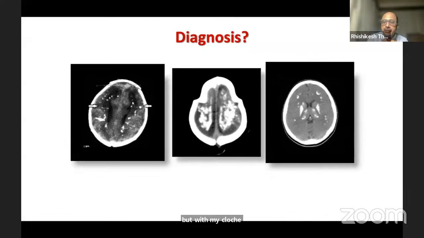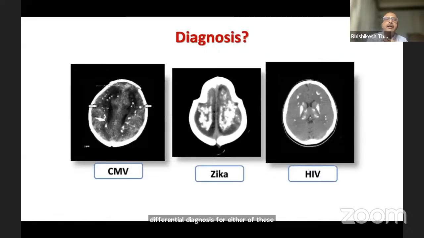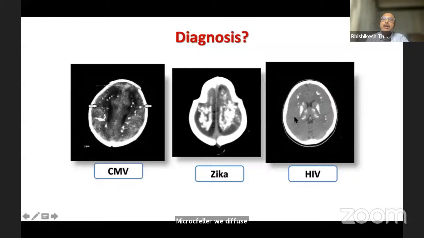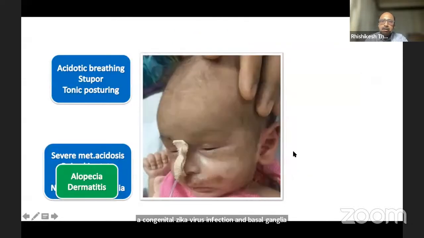And which are these three congenital infections which would come with these, though the differential diagnosis for either of these calcifications is quite big, is that when you have a periventricular calcification, please rule out a congenital CMV. Microcephaly with diffuse intracerebral calcification is a congenital Zika virus infection, and basal ganglia calcification is congenital HIV, and that is how you would look at these.